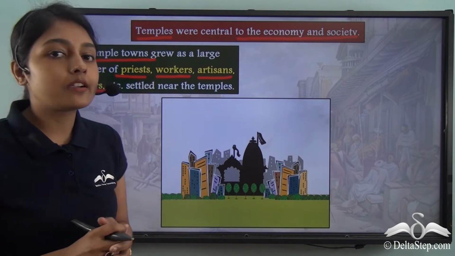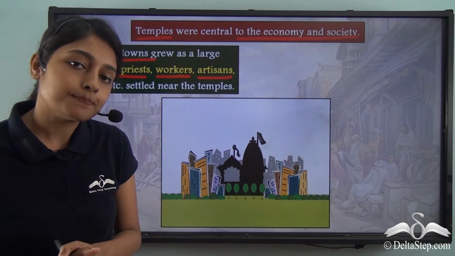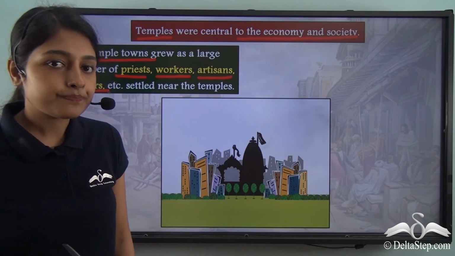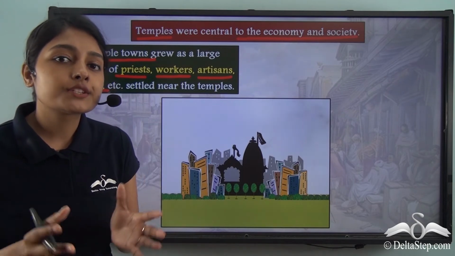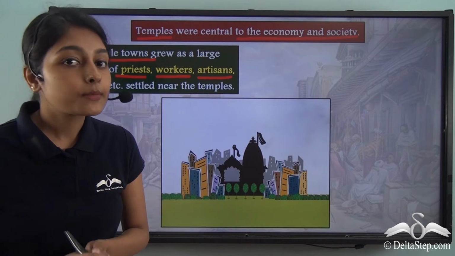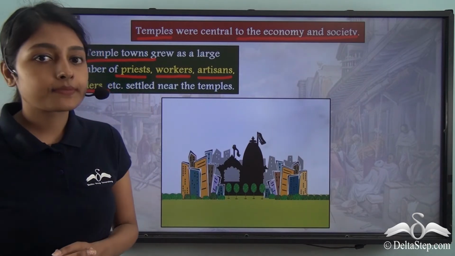Now priests are required to offer prayers or to worship the deity, because of which priests started staying around the temples. Along with that, workers were also required to maintain a temple, to maintain a town as a whole, because of which workers also started flocking to these temple towns.